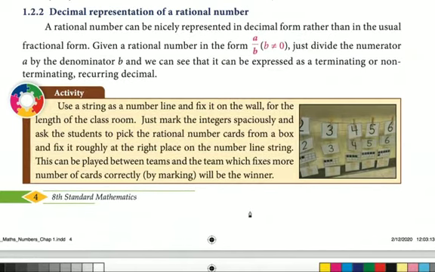Decimal representation of a rational number. A rational number can be nicely represented in decimal form rather than the usual fractional form. Given a rational number in the form of a by b, where b is not equal to 0, just divide the numerator a by the denominator b, and we can see that it can be expressed as a terminating or non-terminating recurring decimal.